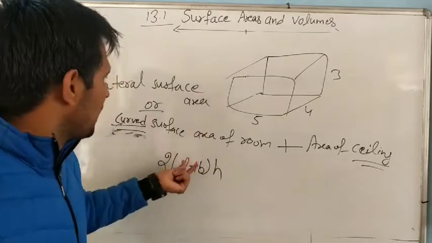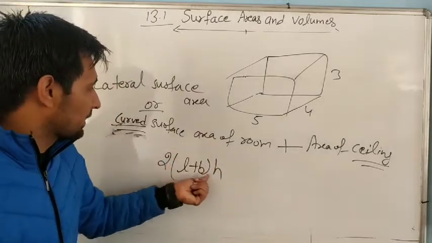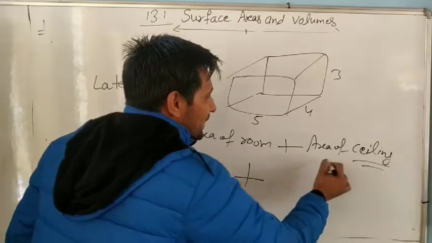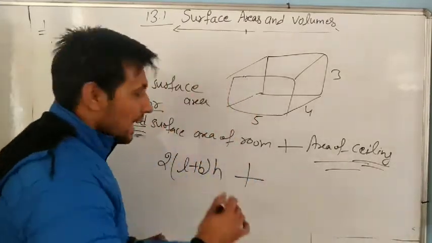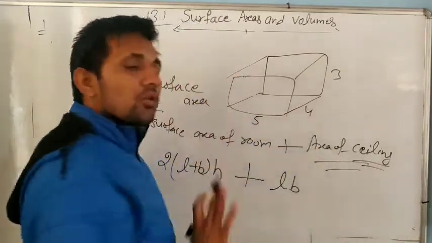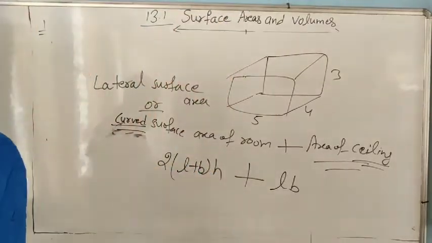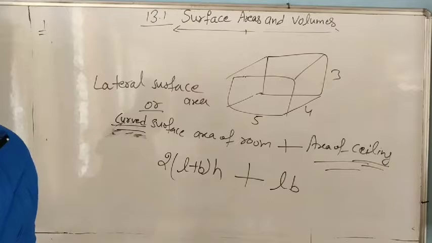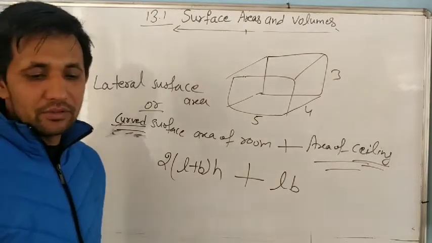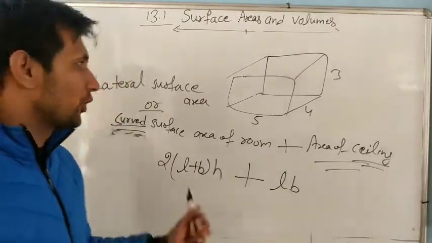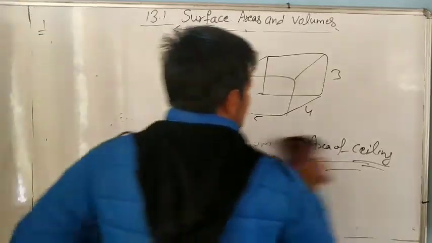So 2 into (L plus B) into H for the four walls, plus area of ceiling, which is length into breadth. Do this one yourself. First find the area, and then in the end multiply by 7.50. Understand? Do this one yourself also. Next question.